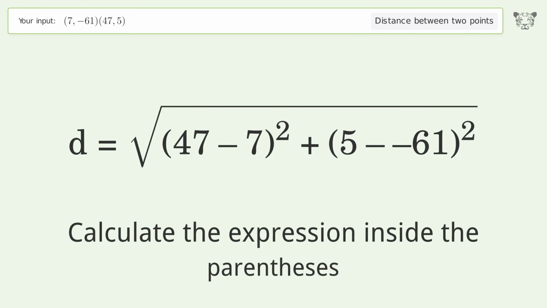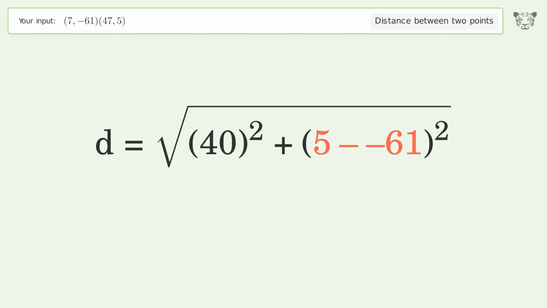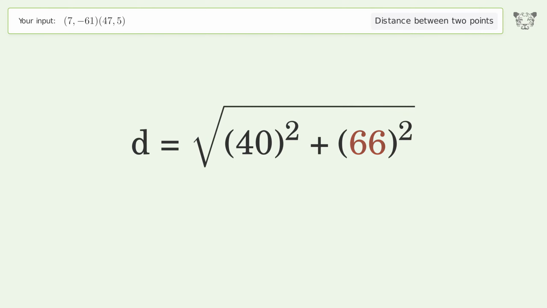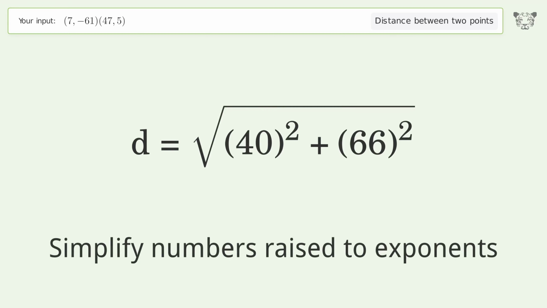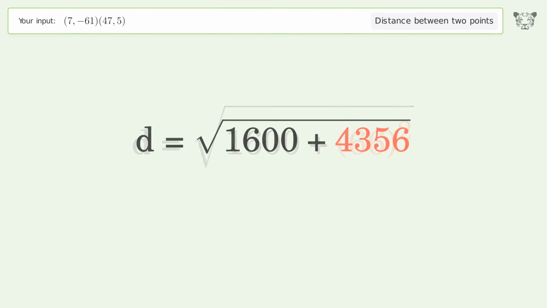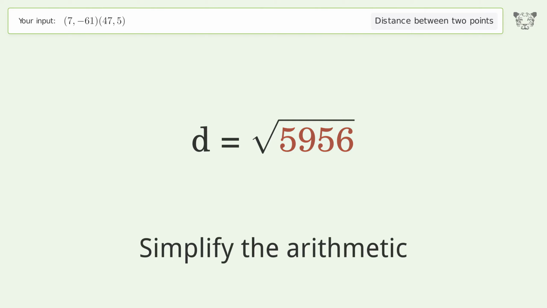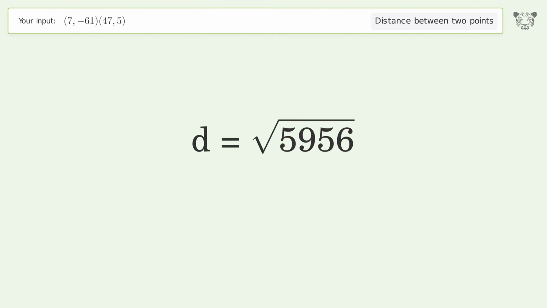Calculate the expression inside the parentheses. Simplify numbers raised to exponents. Simplify the arithmetic. And so the distance between the 2 points is the square root of 5,956, or 77.175.